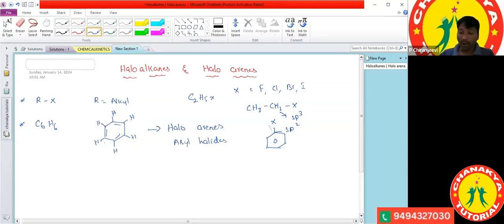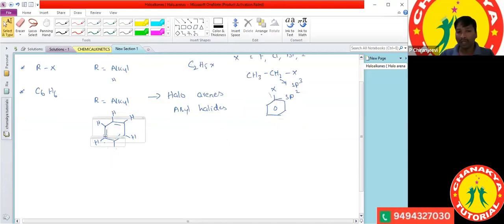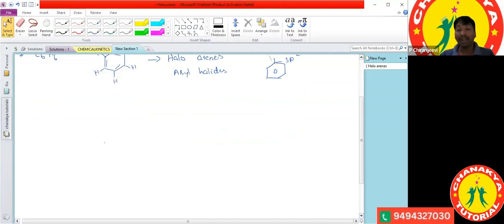Now, haloalkanes and haloarenes play an important role in daily life. Without knowing it, we are using haloalkanes and haloarenes. Where are we using them? For example, medicinally, and from the clinical point of view also. Some halogen-containing compounds we are using as solvents.